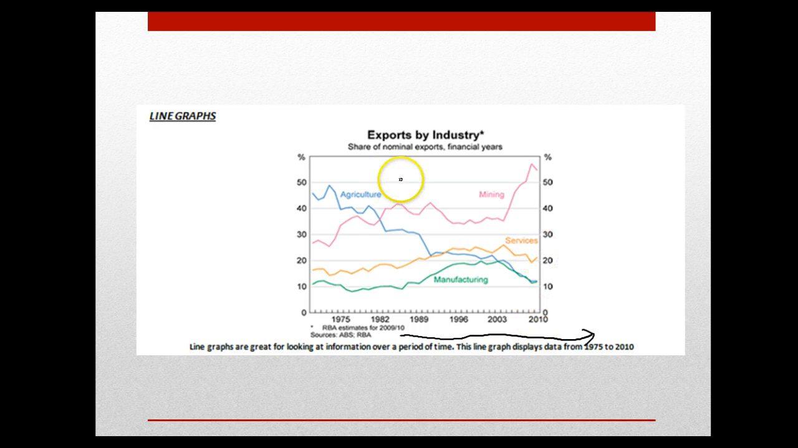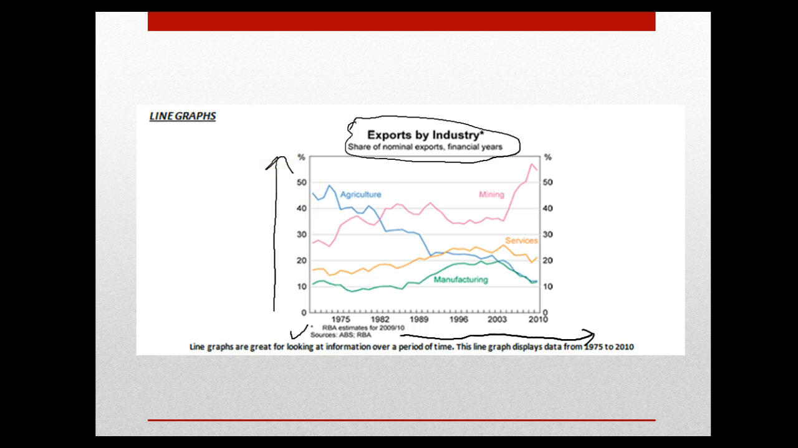What is the information this graph is showing us? Well, you have a look at the title of the graph. It's Exports by Industry, Share of Nominal Exports Financial Years. The source is from the ABS, or Australian Bureau of Statistics, and the Reserve Bank of Australia, so that's a reliable source of data. What's some information this graph's telling us? Well, this y-axis has got percentages up to 50%, and as we said before, the x-axis has years.